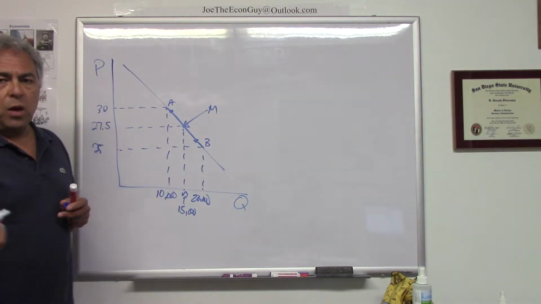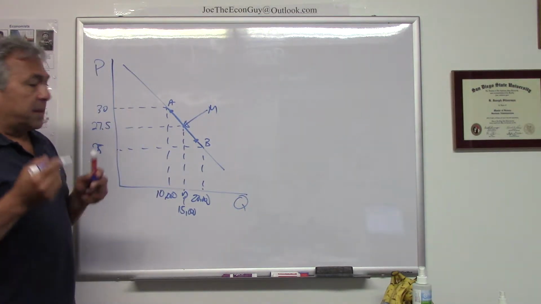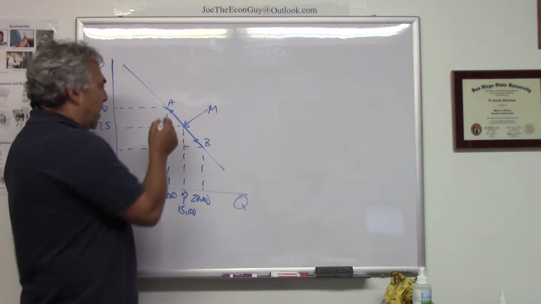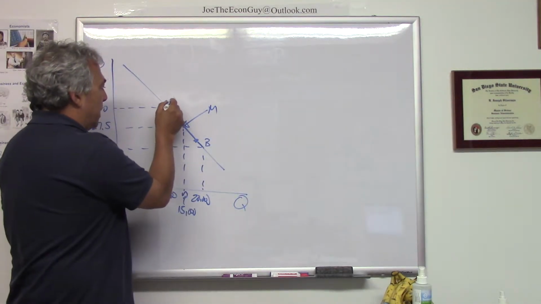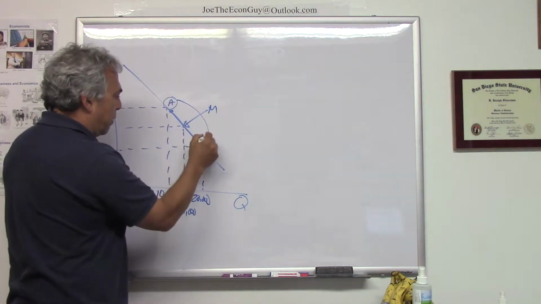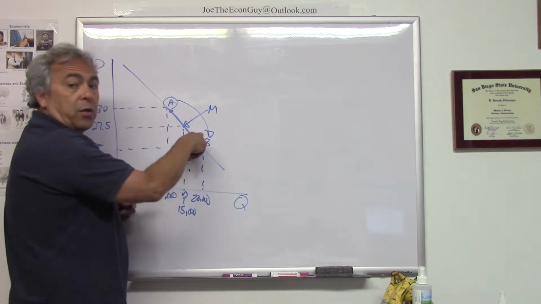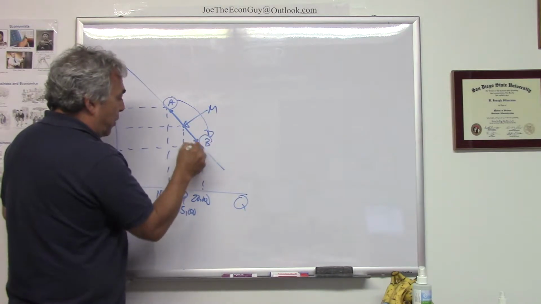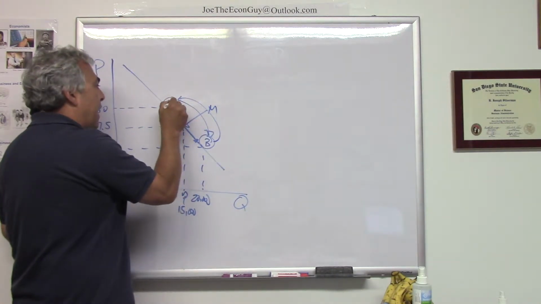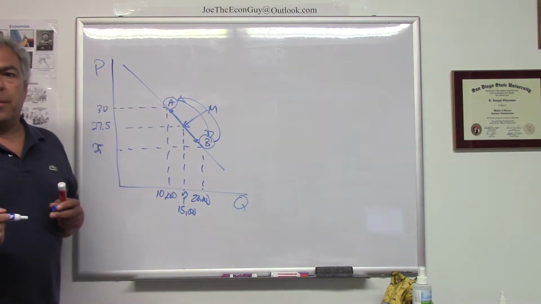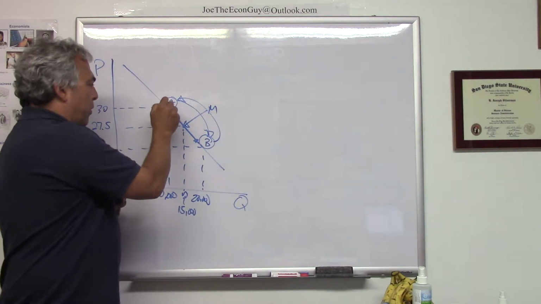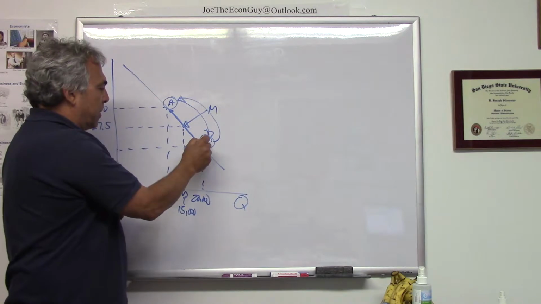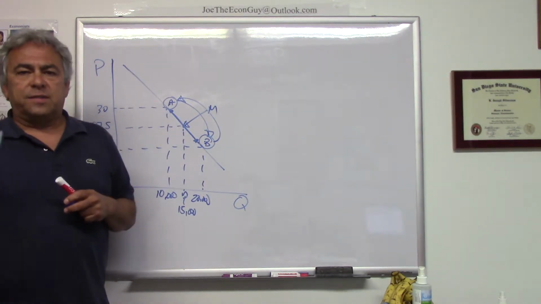Another reason I want you to use the midpoint formula is that if you don't, the number you get for the price elasticity of demand will depend on whether you start at A and go to B. If you do that, you'll get one number. If you start at B instead and go to A, you'll get a completely different number. If you use the midpoint formula, it doesn't matter whether you start at A and go to B or start at B and go to A, you'll get the exact same number.